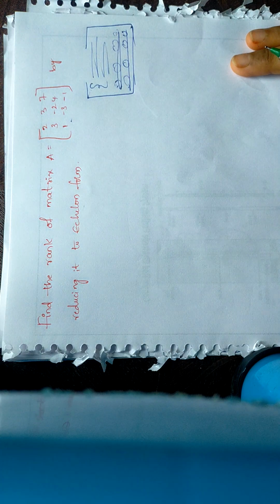uses only the row transformations. That means no column transformations are involved here, only row. This is the important point. In echelon form you will use only the row transformations. And before solving this, let's see how echelon form looks.